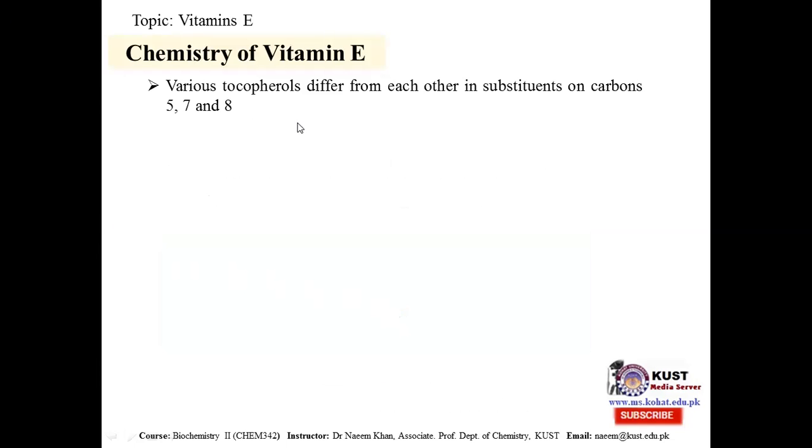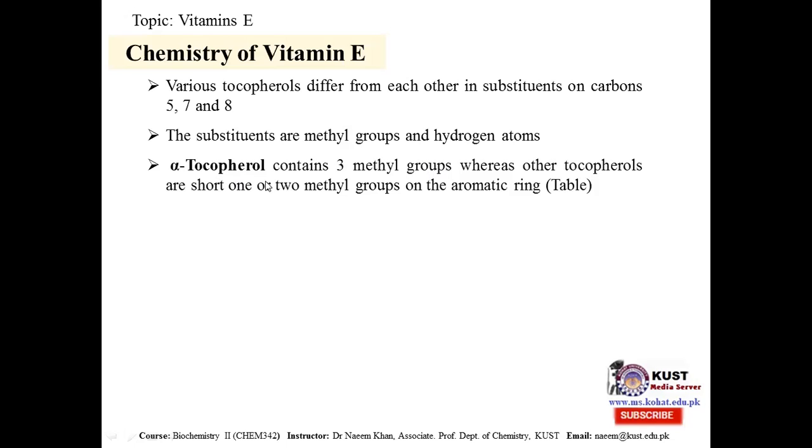The different tocopherols vary from one another, and this difference is because of the substituent groups attached at carbon numbers 5, 7, and 8. And what are these substituents? These substituents are methyl groups and hydrogen atoms. Alpha tocopherol contains 3 methyl groups, whereas other tocopherols are short of 1 or 2 methyl groups on the aromatic ring.